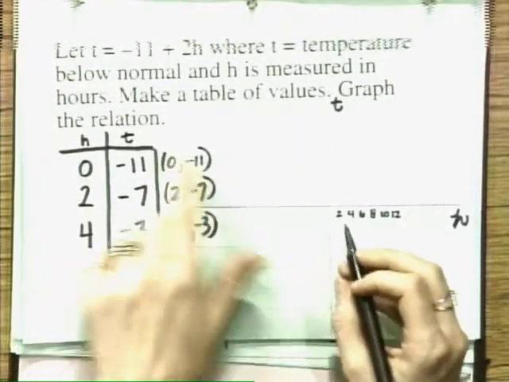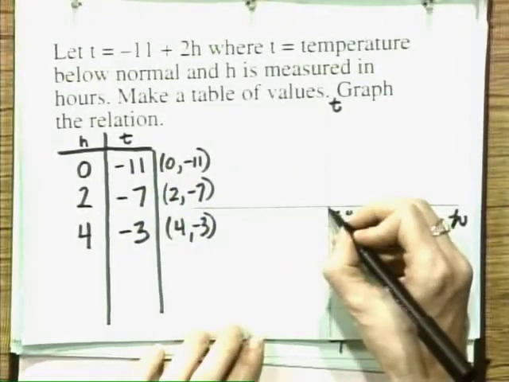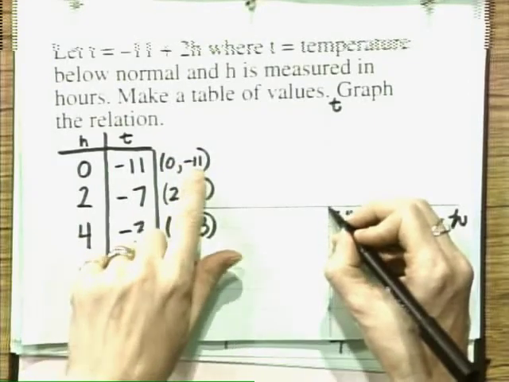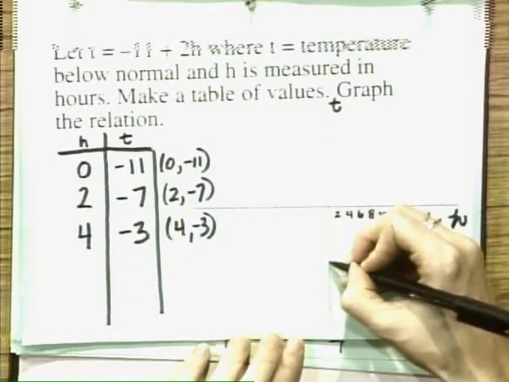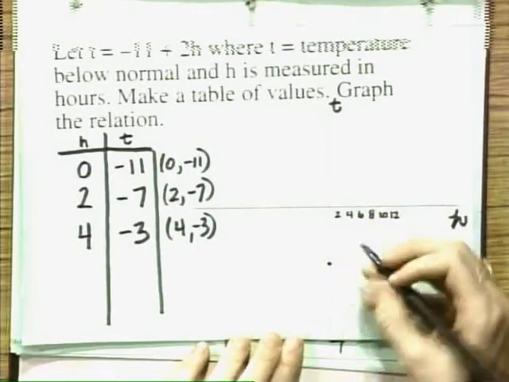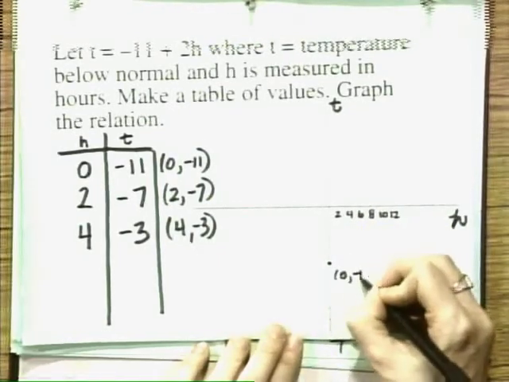On our X, or on our H, we're going to start off at 0. And then what does this negative 11 tell us to do? Go down. So negative 2, negative 4, negative 6, negative 8, negative 10, negative 11. Okay, so this is 0, negative 11.